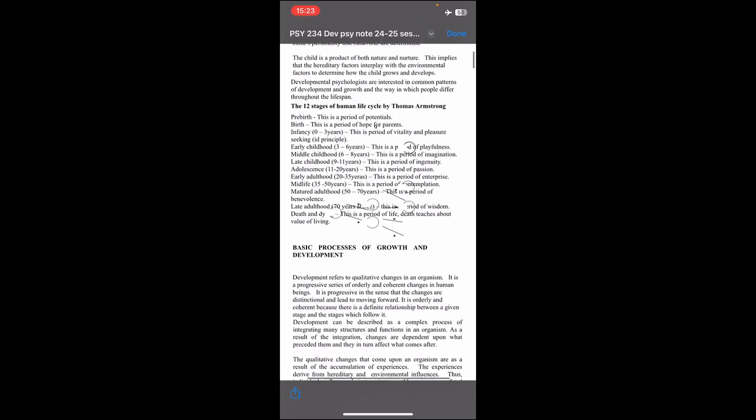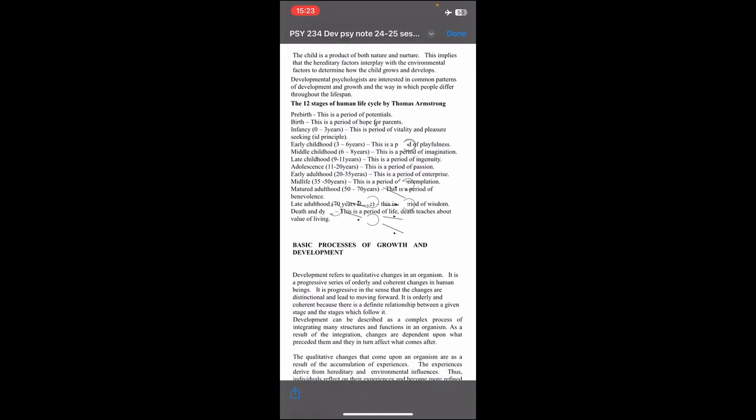I don't care what's happening. That's the baby. So you should be able to just imagine a baby from 0 to 3. That's how they always behave. Then we have 3 to 6. That's the period for playfulness.